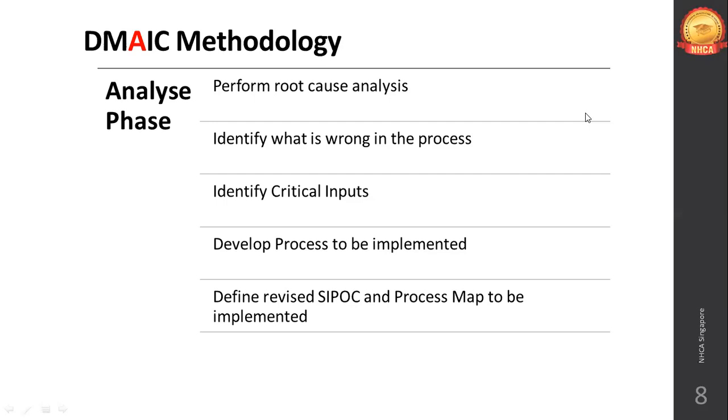So develop a process to be implemented. In the analyze phase, you sometimes have to create a completely new process to solve this problem. Define the revised CPOC and process map to be implemented, because here changes are on paper. You will identify where things are wrong, and as soon as you identify wrongdoings, you will create a change and a solution for that also. So everything is on paper right now in the analyze phase. Process mapping is done, a new process mapping is done. Root cause analysis, source analysis, data analysis, process analysis, resource analysis, communication analysis are done. These are different types of analysis done by respective departments.